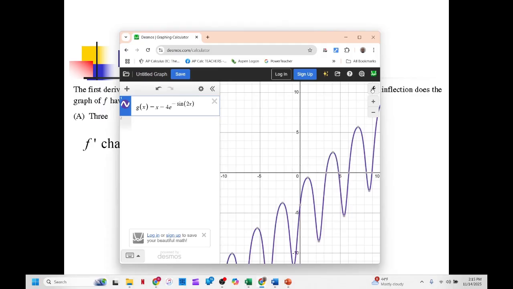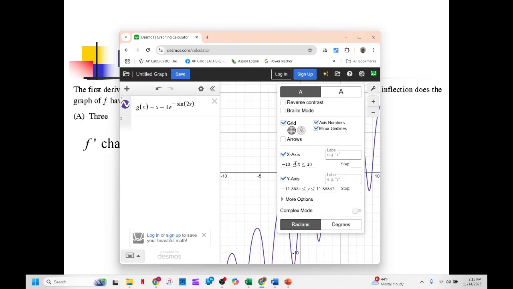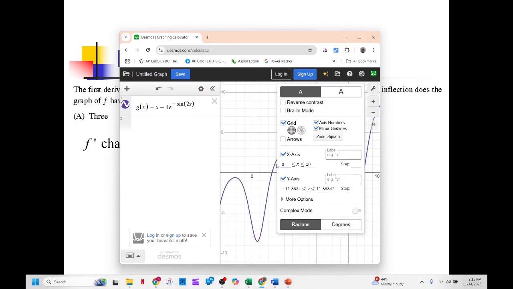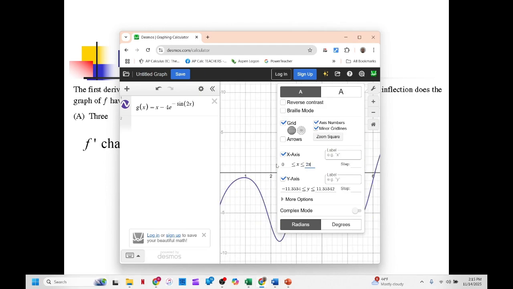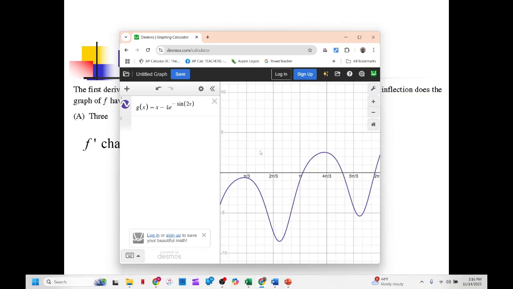So I'm going to go to my wrench and change my x values. I'm going to make this go from 0 to 2 pi. And just to make my life a little easier, I'm going to change the step so that we're going by pi's instead of going by non-pi's. So I'm looking between 0 and 2 pi, seeing how many times I change direction.